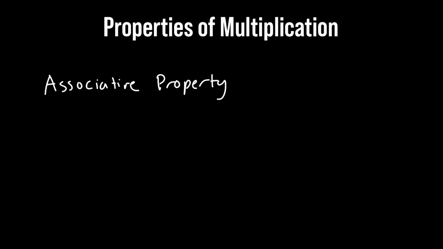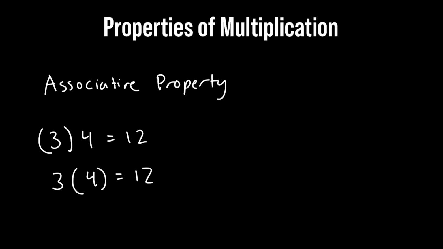This basically states that where you put parentheses does not affect multiplication. So let's say (3 times 4), that's 12. This is the same as 3 times (4), which is also the same as (3) times (4). These are all the same thing.